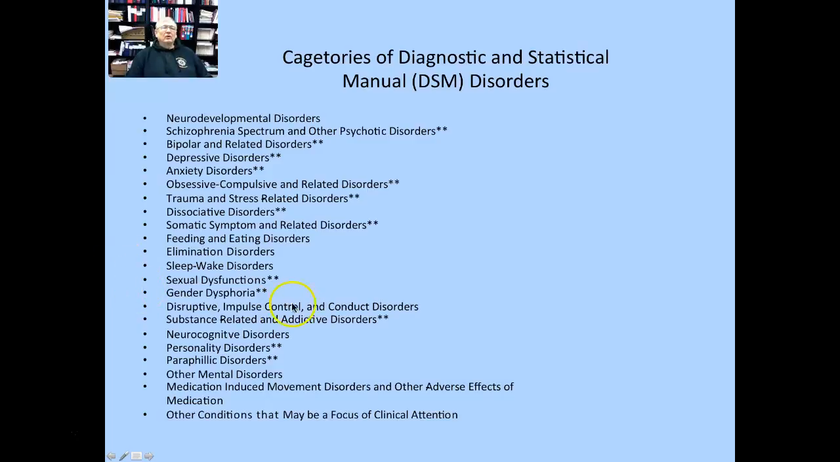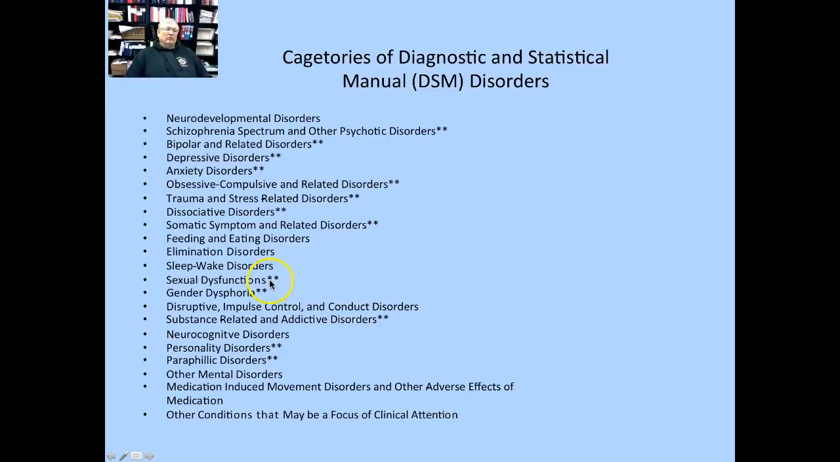So the first slide here is the categories of Diagnostic and Statistical Manual disorders. These are the broad categories, and some of them you'll recognize. For example, bipolar disorders and depressive disorders, anxiety disorders, obsessive-compulsive disorders, trauma and stress disorders, post-traumatic stress disorder, and a variety of others.